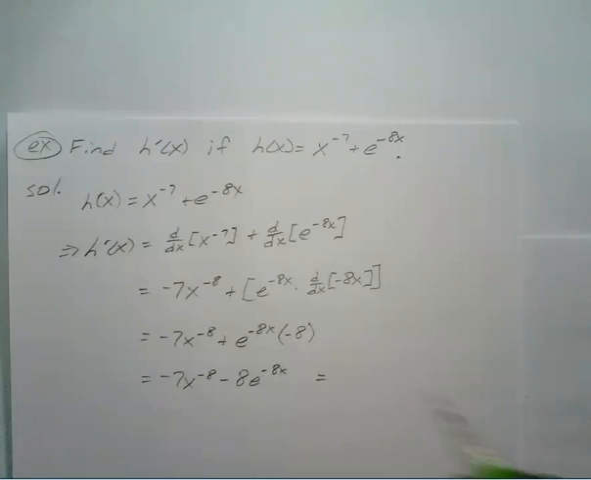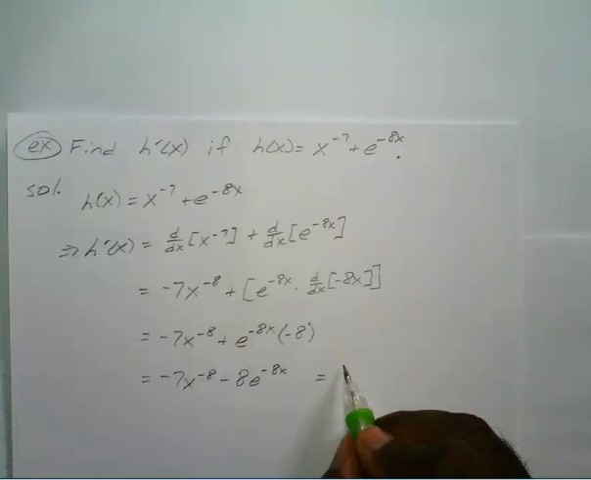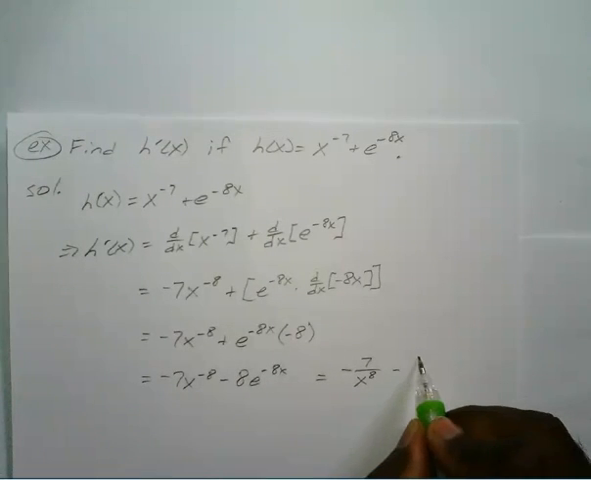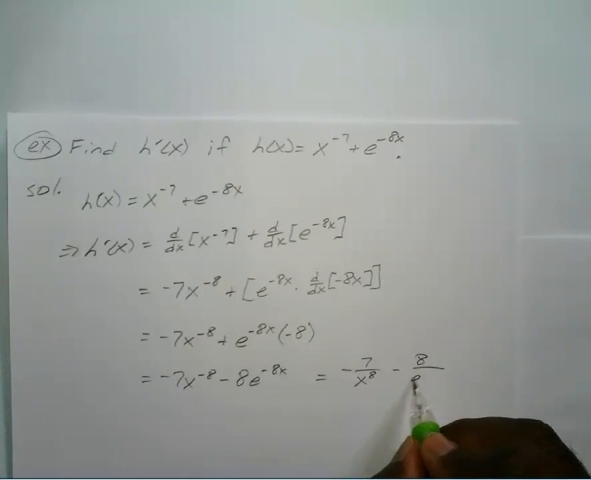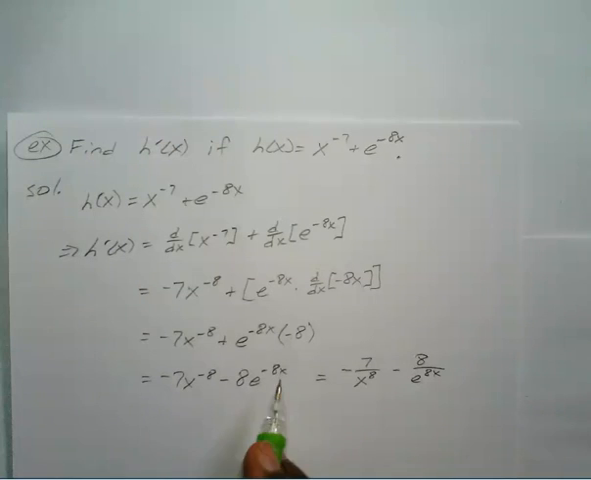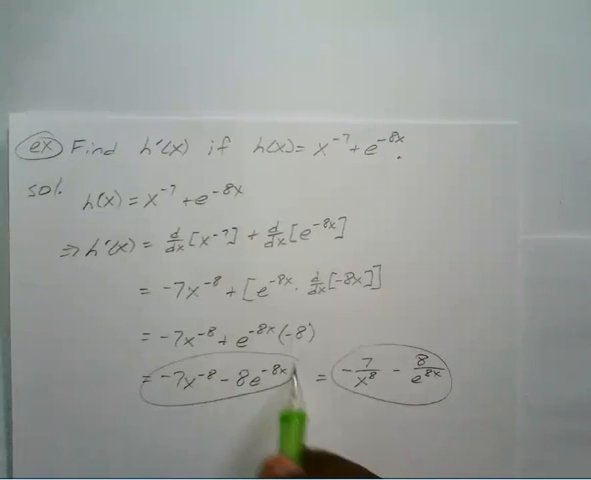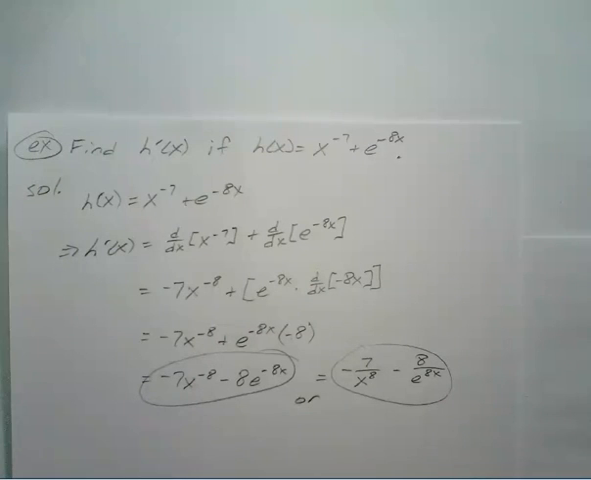Or, if you want to, you can make it negative 7 over x to the power of 8 minus 8 over e to the power of 8x, because remember, you can move negative exponents to the denominator. So either one of those will be true. It all depends on how they want your answers on that particular problem.